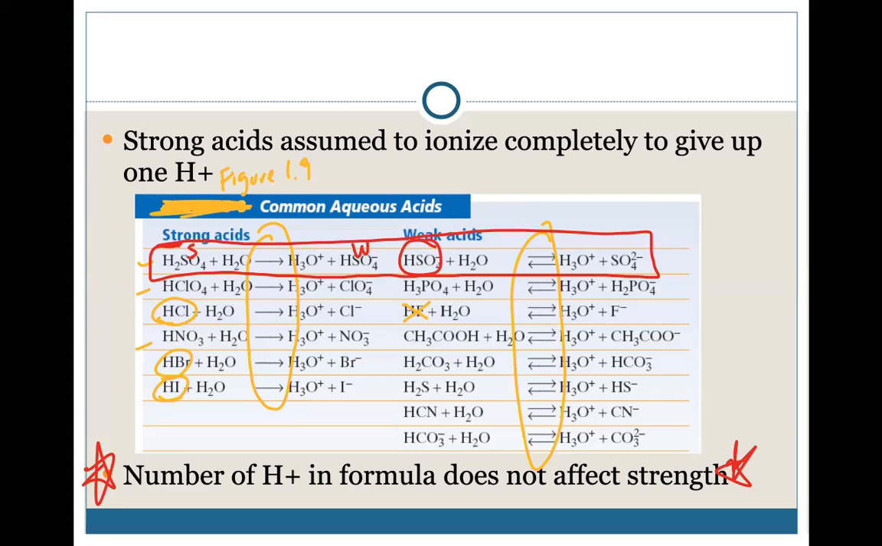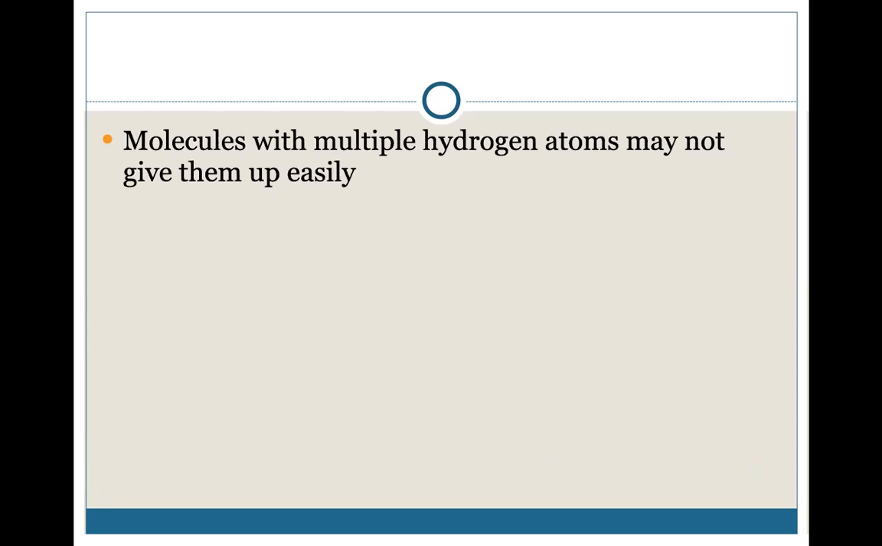Okay. Anyway, so when you see the strong acid here, H2SO4, and what is produced on the other side is weak, that's going to come up a lot in the next definition, which I'll talk about on Thursday. All right, so the number of hydrogens in the formula has nothing to do with the strength, because molecules with multiple hydrogen atoms may not give them up easily, which means it's a weak acid. A great example is phosphoric acid.